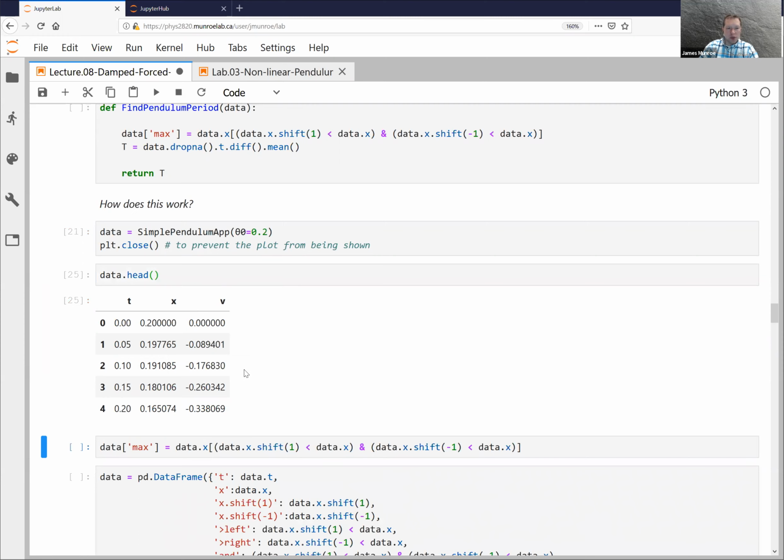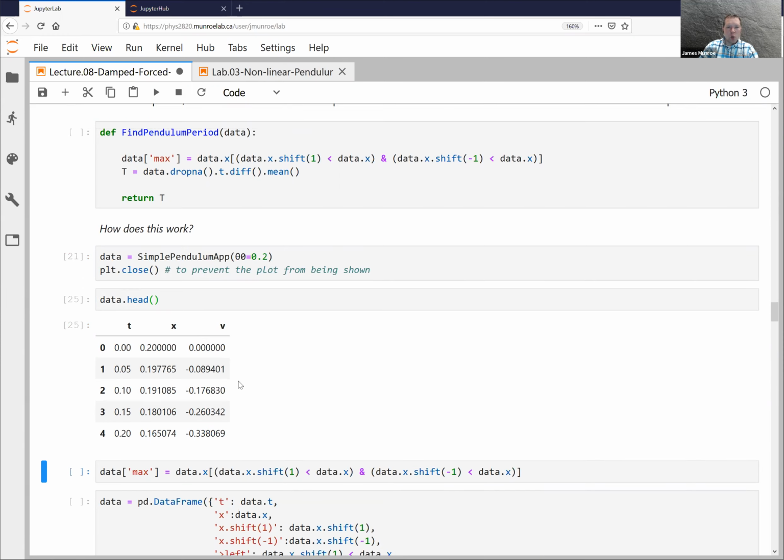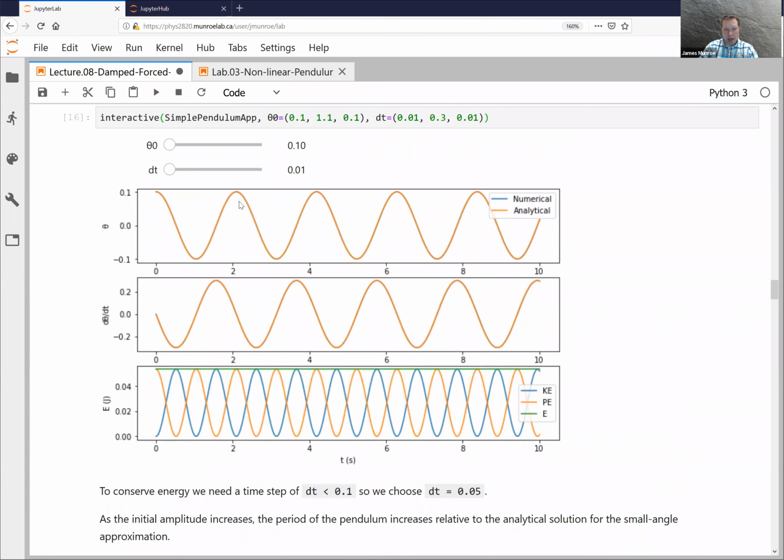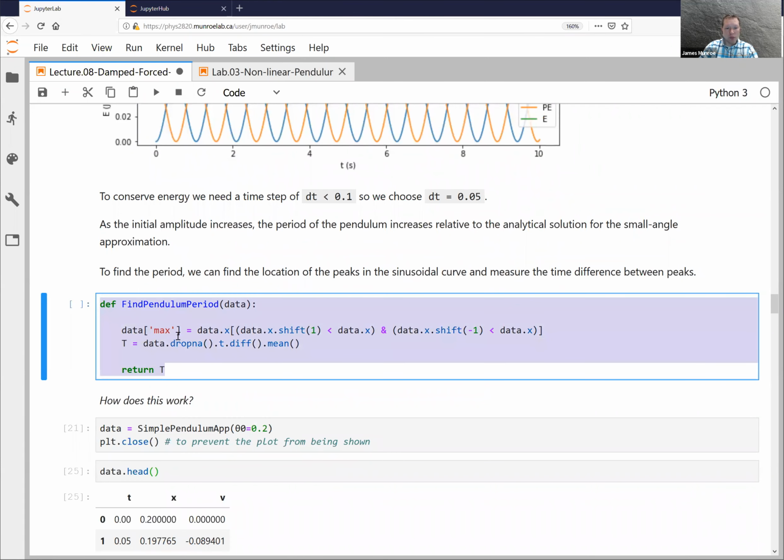What I want to do is write some code that figures out where the peaks are in this program all the way through. I want to figure out where these peaks are, namely where X is bigger than left and right. And so here is a code that does it.